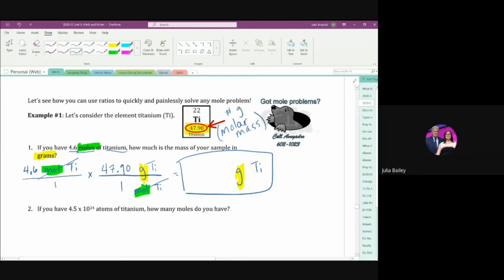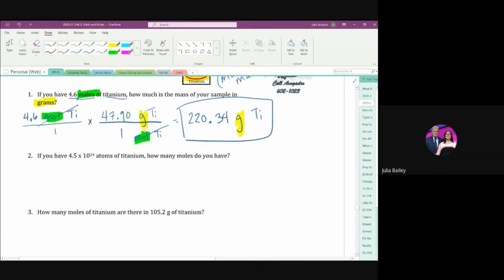Now we just multiply. And again, you can do this in a calculator. You can do this in Google Sheets, whatever you want to do. Use your phone calculator. You're welcome to it, whatever is easiest for you. But when you multiply this out, you should get 220.34 grams of titanium.